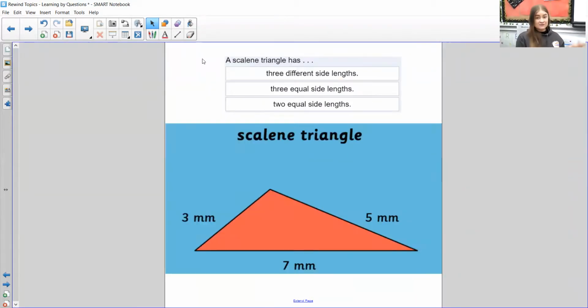Now, Miss Nook has just said, scalene triangle, a snake with no legs, has 3 different side lengths, 3 equal side lengths, or 2 equal side lengths. Pause and have a think for me. A scalene triangle has 3 different side lengths, so that's the first option there. It's got none the same, so therefore all three are different.